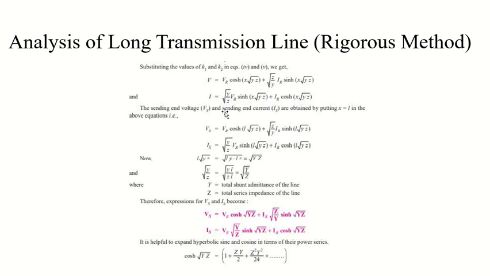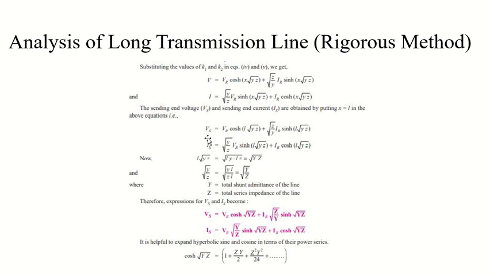Right. Now the sending end voltage Vs and the sending end current Is are obtained by putting the value of x equals l in the equations of voltage and current we have just derived. So let's simply substitute the value of x equals l and rewrite our equations. Okay, so when we do that, what will we get?